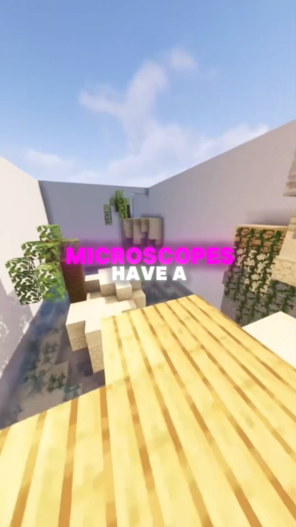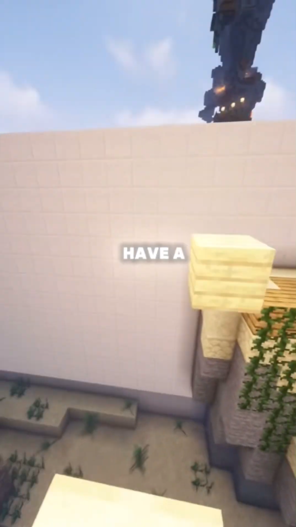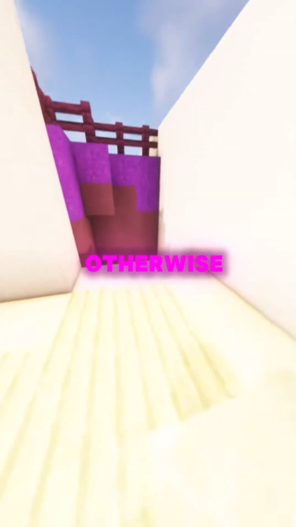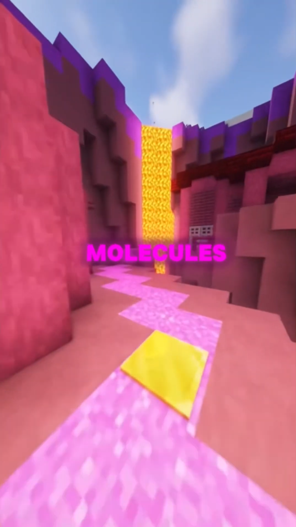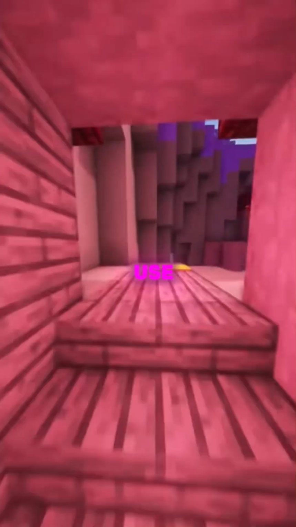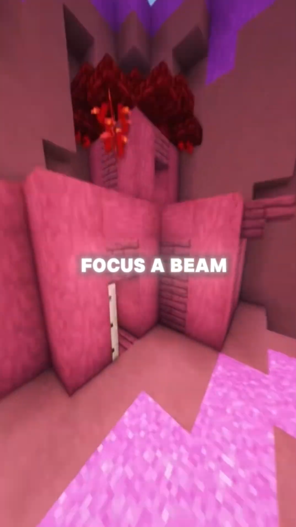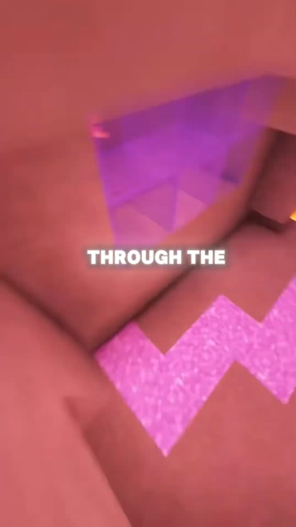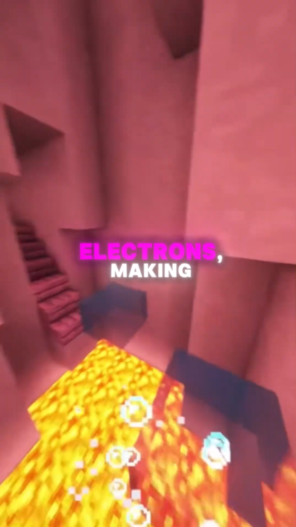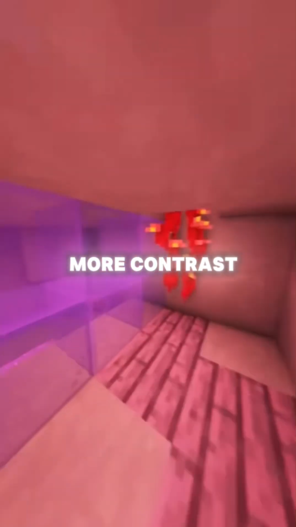Electron microscopes have a better resolution as electrons have a shorter wavelength than light. They also require a vacuum, otherwise electrons will bounce off other molecules. Transmission electron microscopes, TEMs, use electromagnets to focus a beam of electrons to be transmitted through the specimen. Denser parts of the cell absorb more electrons, making them darker and providing more contrast.